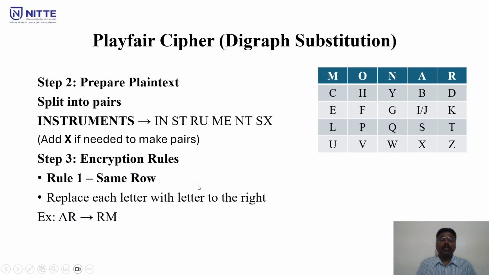First, we have to find out whether the very first pair falls under the same row or not. See here how we are going to be replacing the letters. Here we have taken an example to understand how same-row elements get replaced with the other elements. AR: in the given 5 cross 5 matrix, A and R both come under the same row. So I'll replace A with the immediate right letter, that is R, and R will be immediately replaced with M. This is how I convert AR into RM.